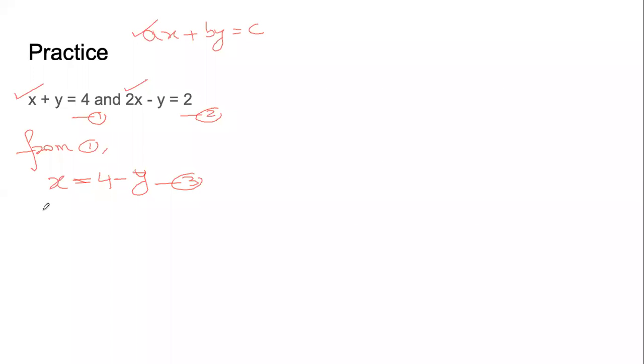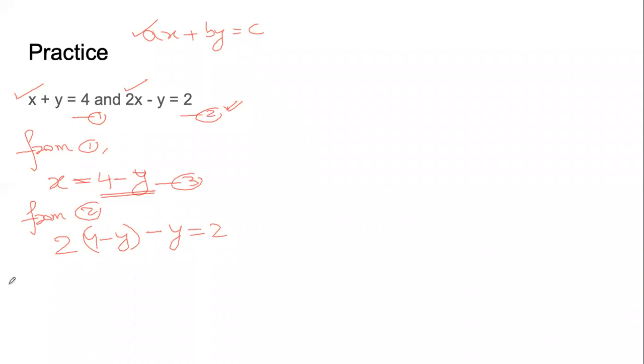The next step is to substitute this variable in the other equation. Now the other equation is 2. So from 2, we have 2 into x. Now we will not write x, we will substitute x with this value, 4 minus y, and then we are left with minus y equals 2. This is the substitution that we have done. This is why this method is called substitution method.